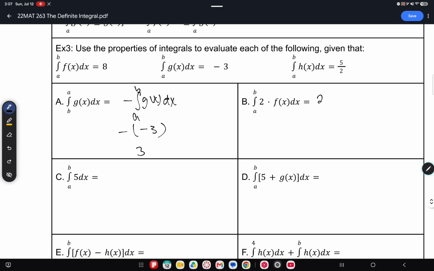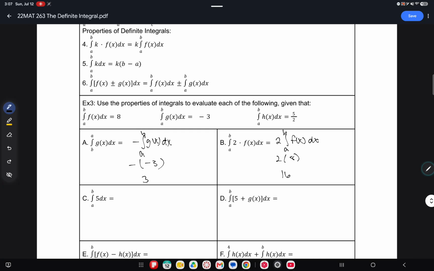2 is a multiplier, so it's going to be 2 times the integral from a to b of f of x dx, which is 2 times 8, which will give us 16. All right, 5. It's one of those that's just a constant, so it's going to be the constant times b minus a. We have a sum here, so we can separate it and say the integral from a to b of 5 dx plus the integral from a to b of g of x dx. We just did 5. And then g of x is what, negative 3? So we can make that 5 times b minus a, minus 3.